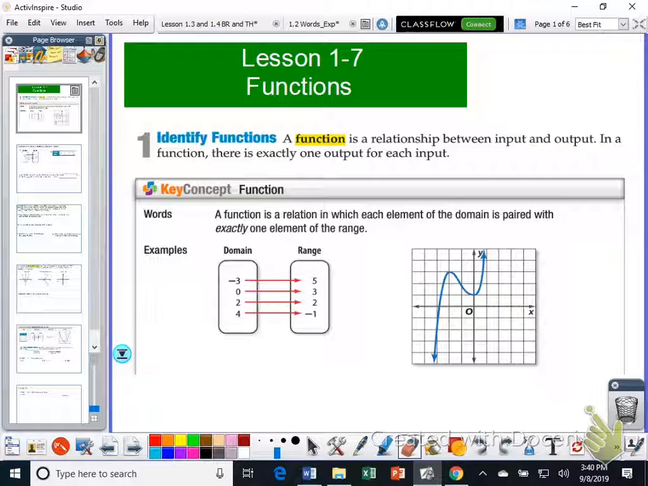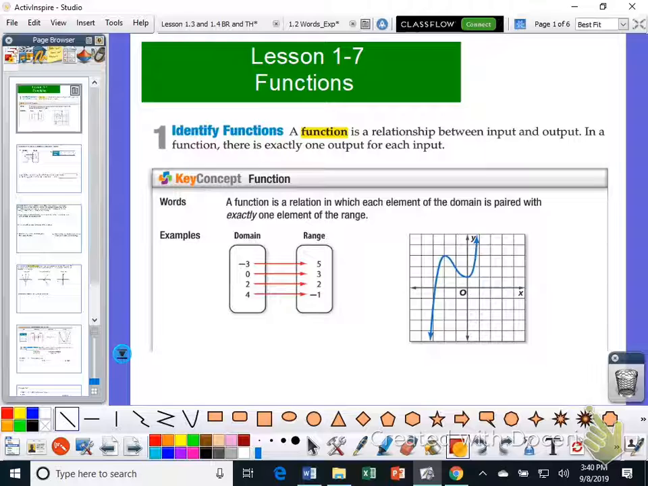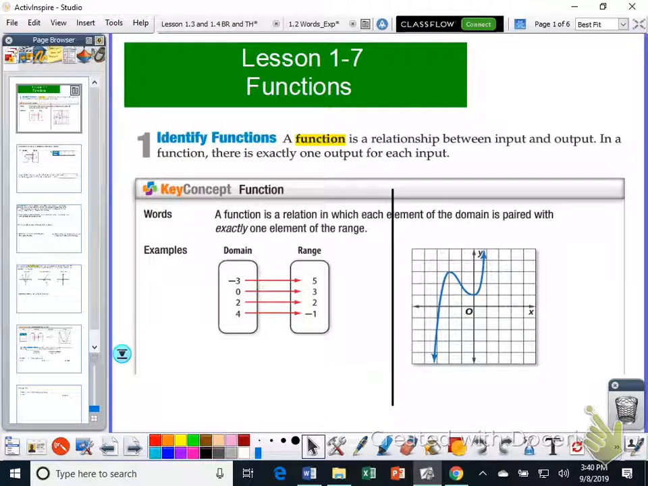How can I tell with a graph? By using what we call the vertical line test. So you could use a vertical line. If I took a vertical line and dragged it across my paper where my graph is, the graph would never cross the vertical line more than once. Only one spot does it ever cross. So that would be a function, because it passes the vertical line test.